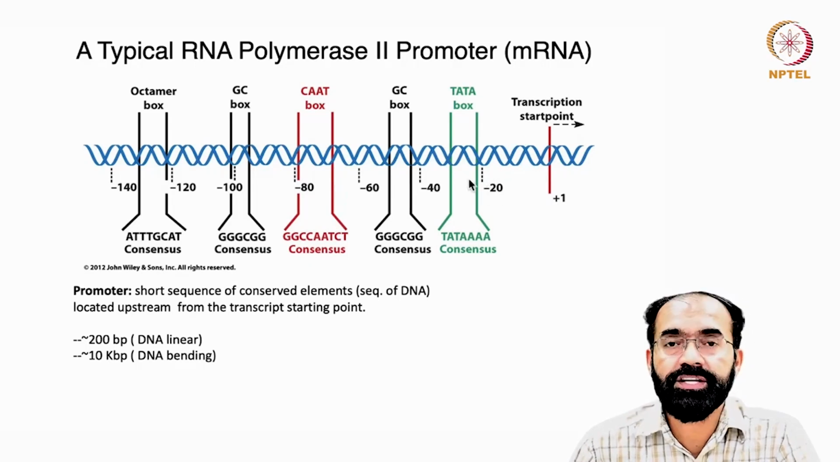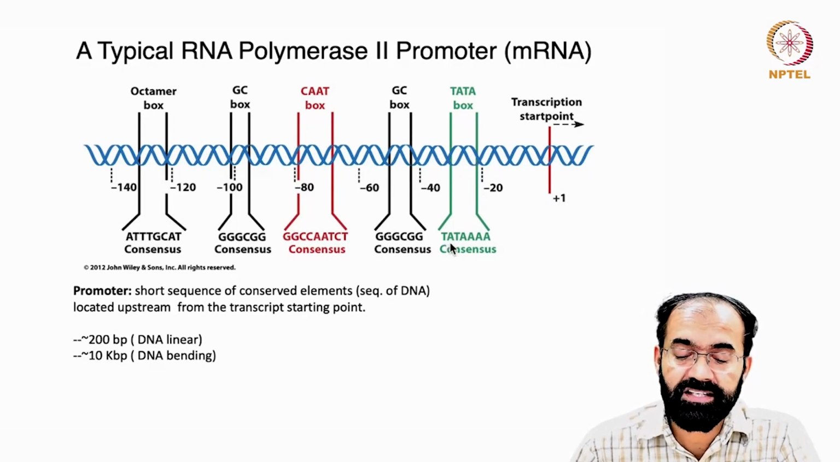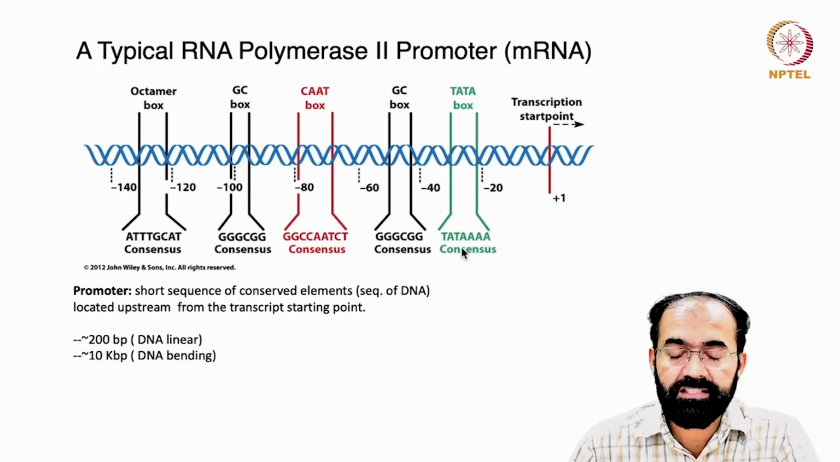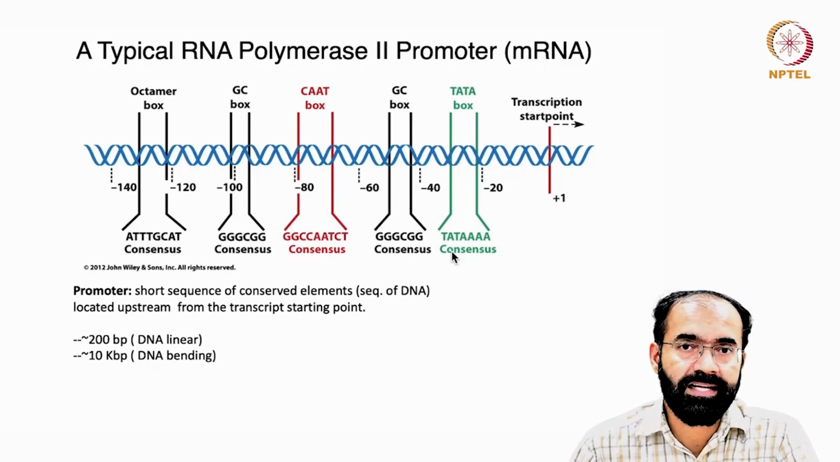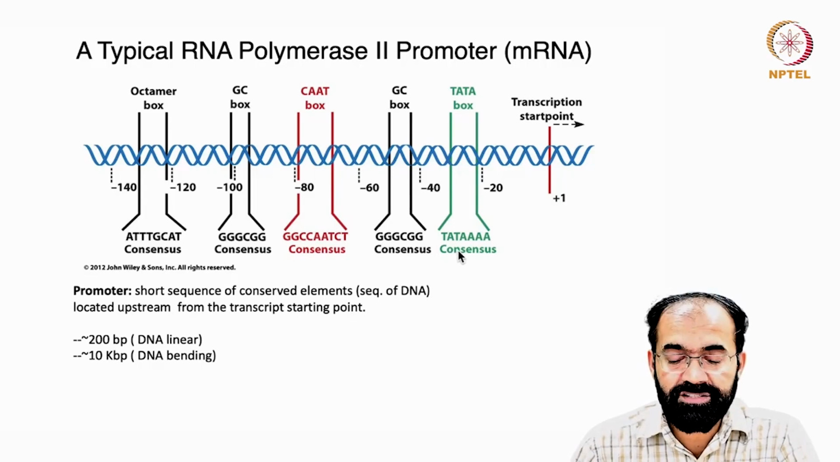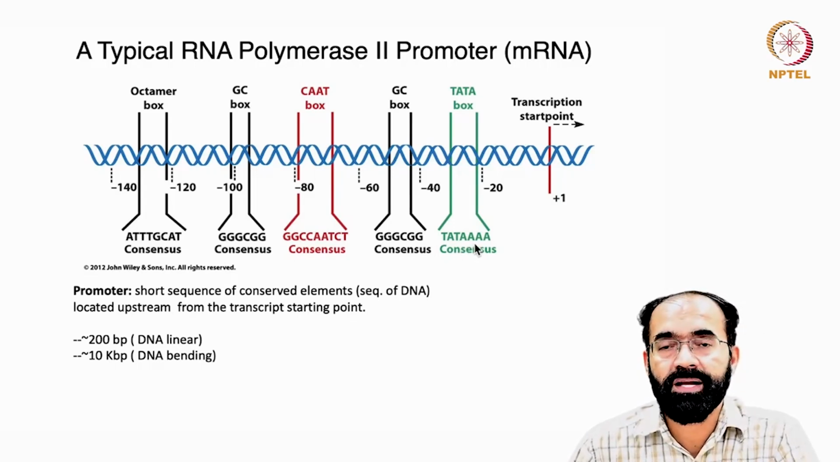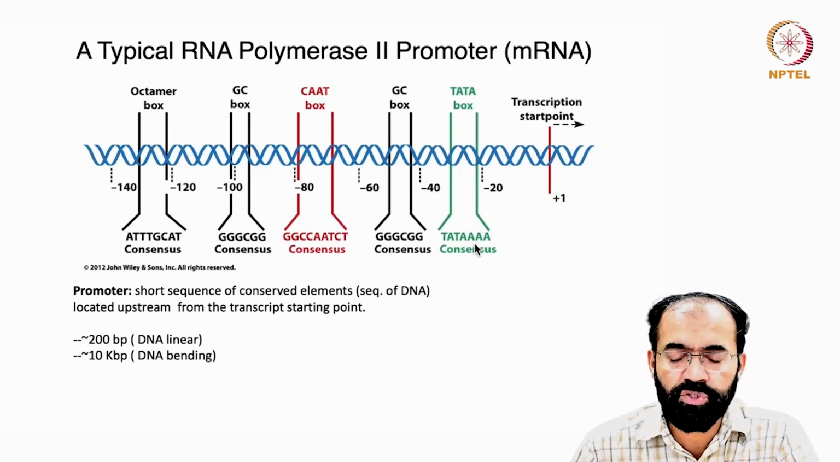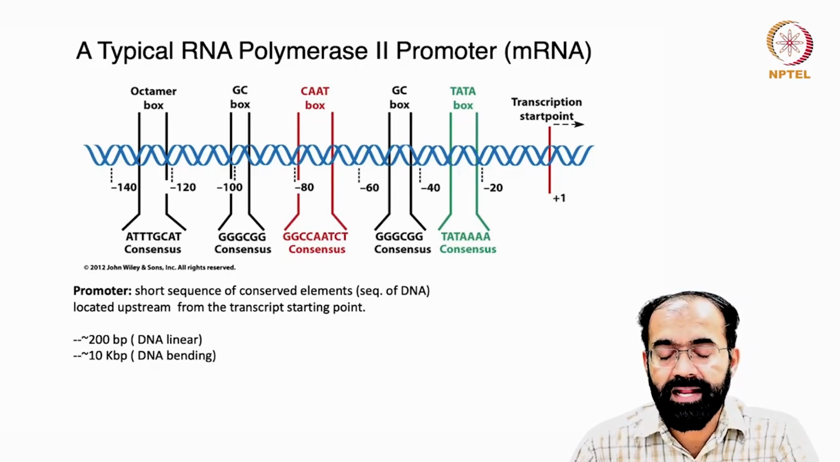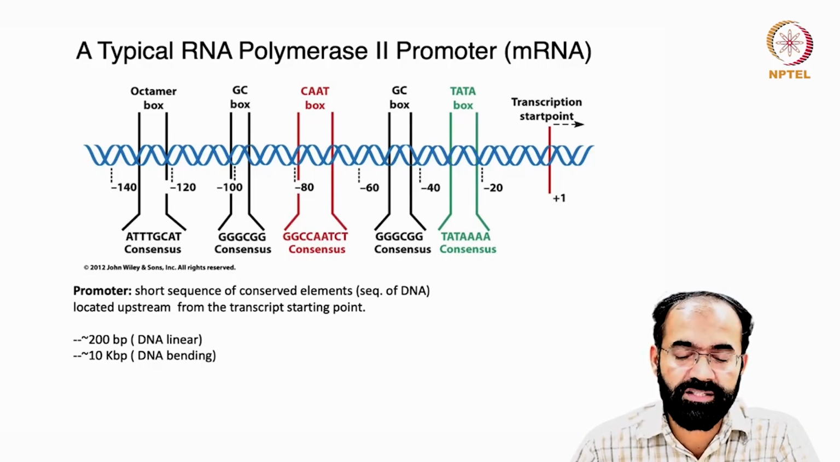Around the -20 region you have the TATA box, and the TATA box has a consensus sequence TATAAAA. Consensus basically means something predominantly or commonly seen. That is the meaning of consensus. This doesn't mean that every gene must have only this sequence. It will allow maybe one base alteration, but usually, unlike the neighboring parts, these consensus sequences are more or less going to be the same.